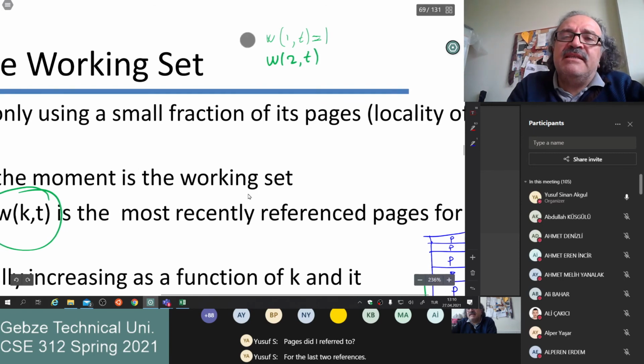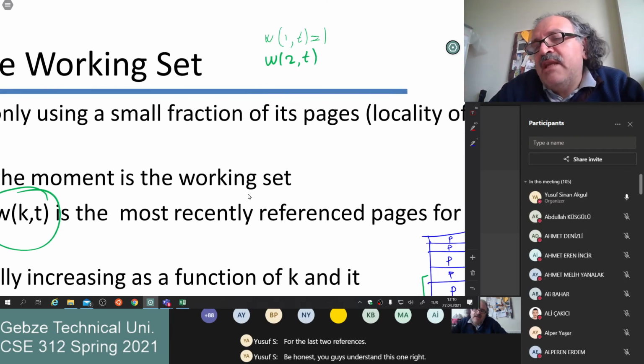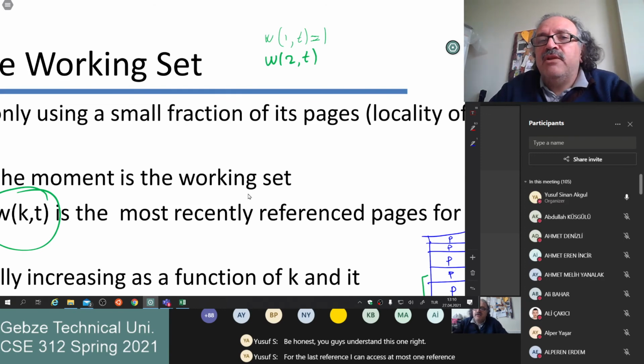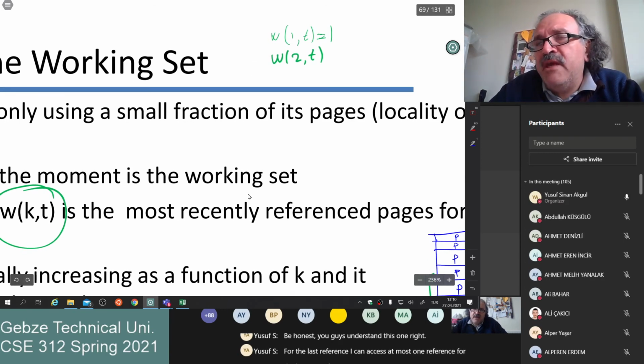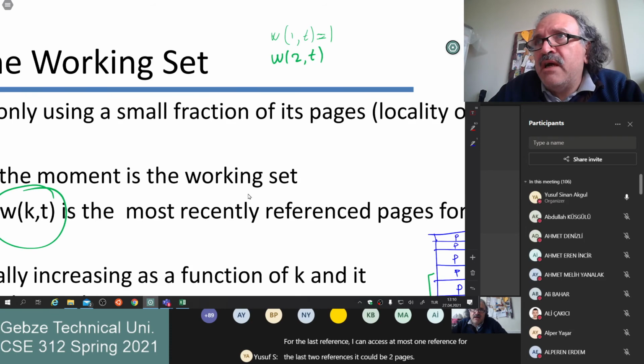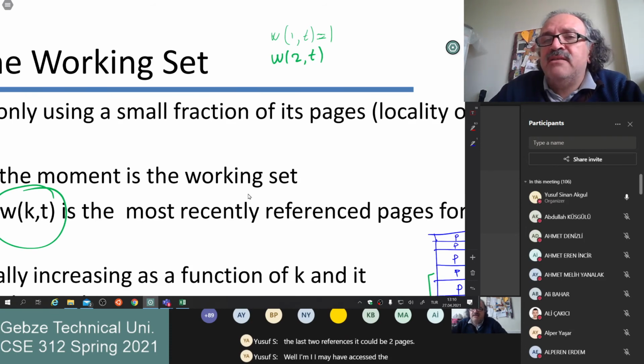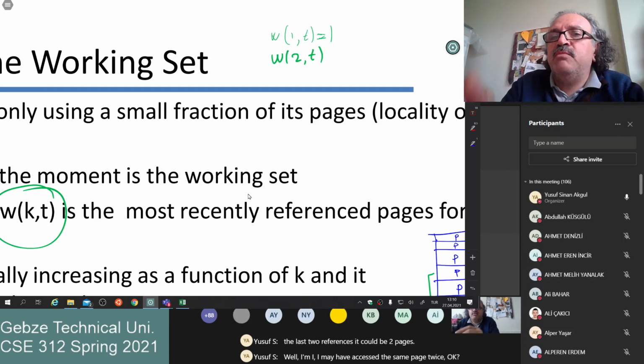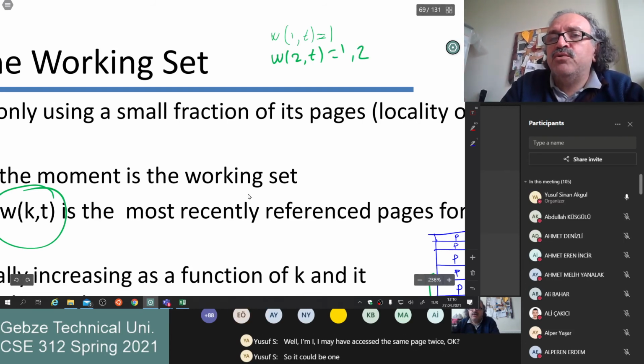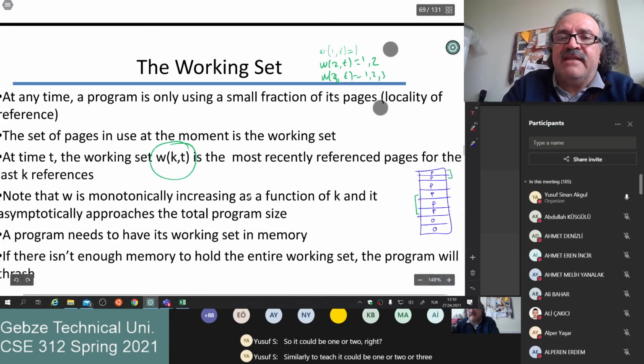You guys understand this one, right? For the last reference, I can access at most one page. For the last two references, it could be two pages, or I may have accessed the same page twice, okay? So it could be one or two, right? And similarly, W(3,t) could be one or two or three. It goes like that, okay?